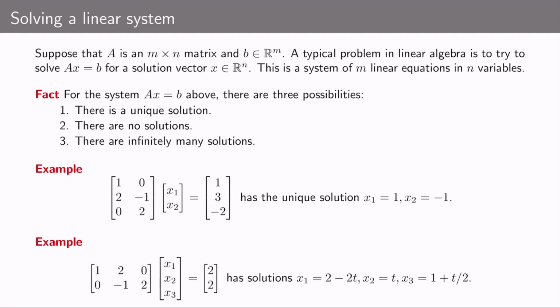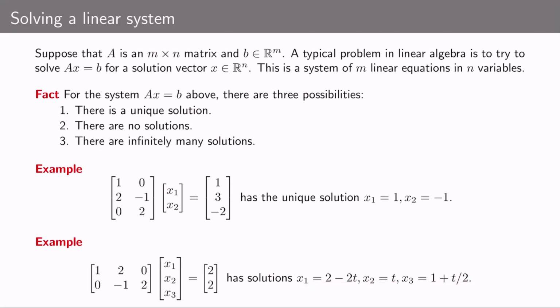So let's look at a couple of examples. Let's say I have a 3 by 2 matrix right here, and I would like to solve for x1 and x2 that map to the vector 1, 3, minus 2. You can verify that this has a unique solution: x1 equals 1 and x2 equals minus 1. Another example. Let's take a 2 by 3 matrix, and I would like to solve for a vector x1, x2, x3 that maps to 2, 2. Now you'll find that I actually get a whole family of solutions here, and I parameterize them with a parameter t. And so I get this entire line of solutions in R3.